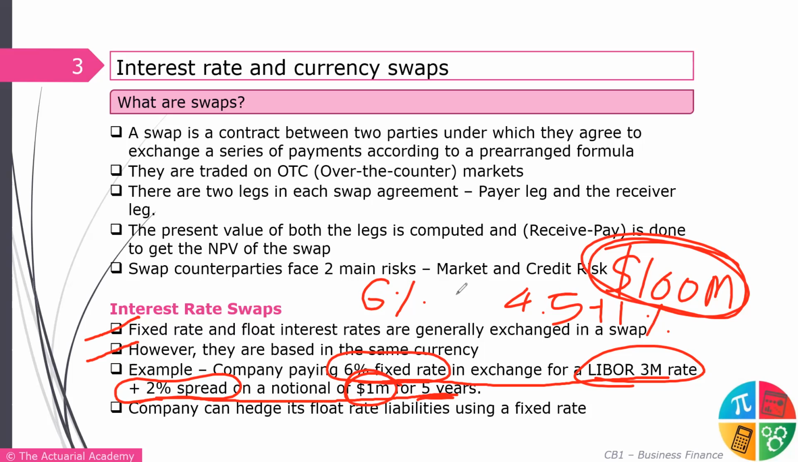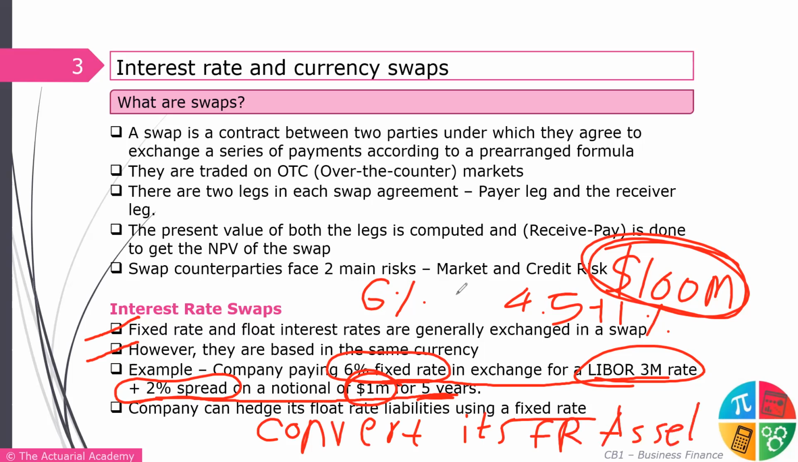So yeah, a company can hedge its float rate liabilities using a fixed rate. All the float rate liabilities it has, it can convert into fixed rate. And similarly, it can convert its fixed rate assets, FR, into floating rate assets, FL. So yeah.